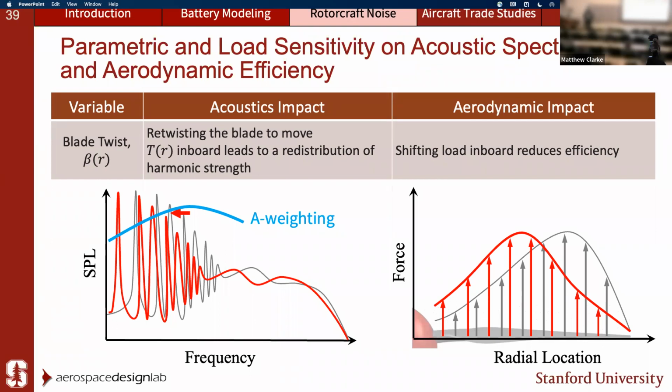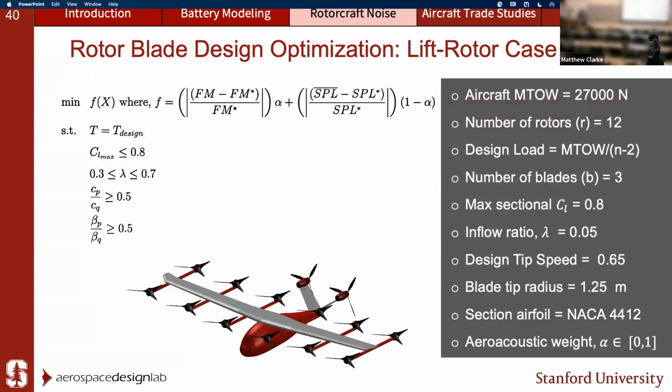right? So these are just elements of rotor design, some of them. In my thesis, I have about 10, but essentially these are some of them that you have to consider when you're doing blade design. Looking at a case now, I'm going to optimize a particular rotor blade.